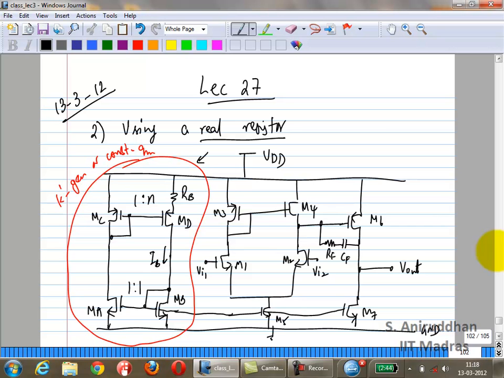Yes. RB and RF can have, of course, random mismatches, right? This will take care of systematic mismatches. This will take care of temperature variations, for example, right? And so at the end of the day, you can match it to within maybe 0.1% or something like that. Beyond that, you can't do much. Okay.